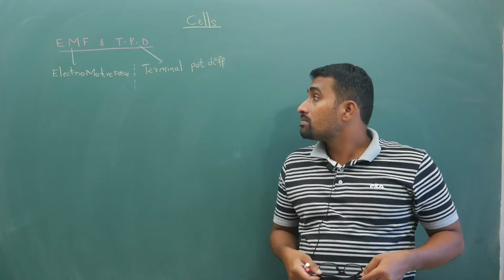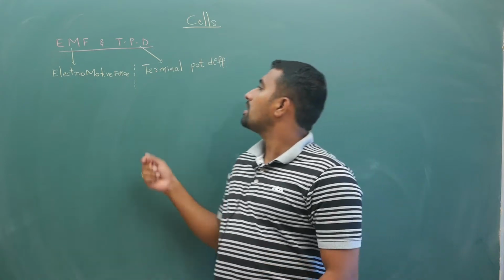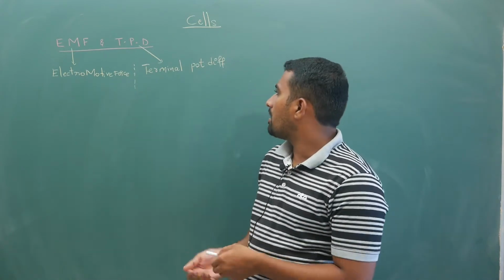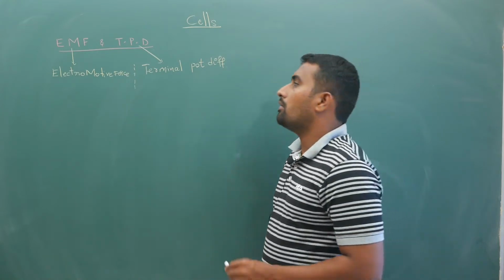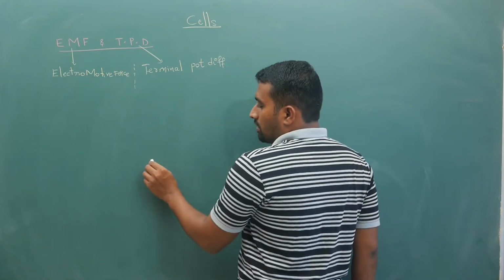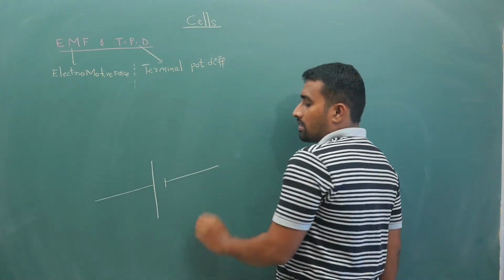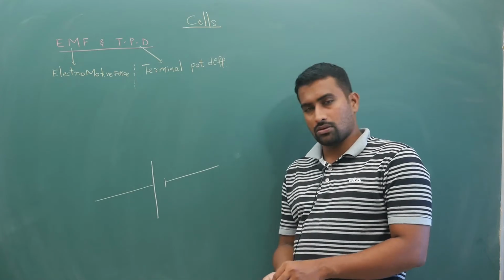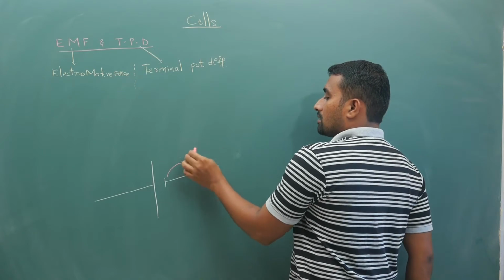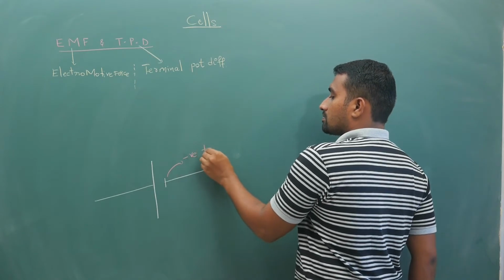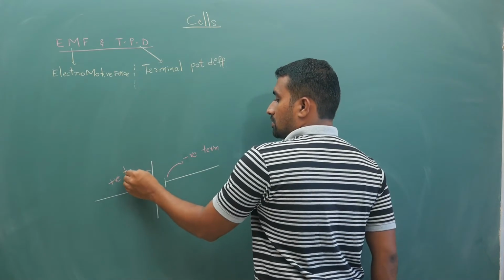Now, the explanation of each term, I will do it now. For that, first of all you need to know that your cell or a battery is represented by this symbol like this. In this symbol, this is your negative terminal, and this is your positive terminal.